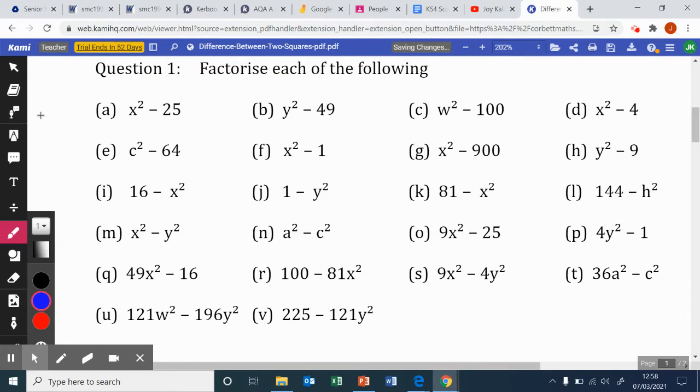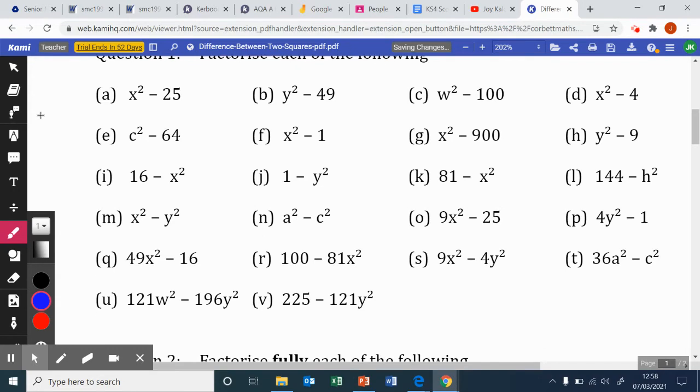Here we're going to factorize some questions via the difference of two squares. Let's get right into it.